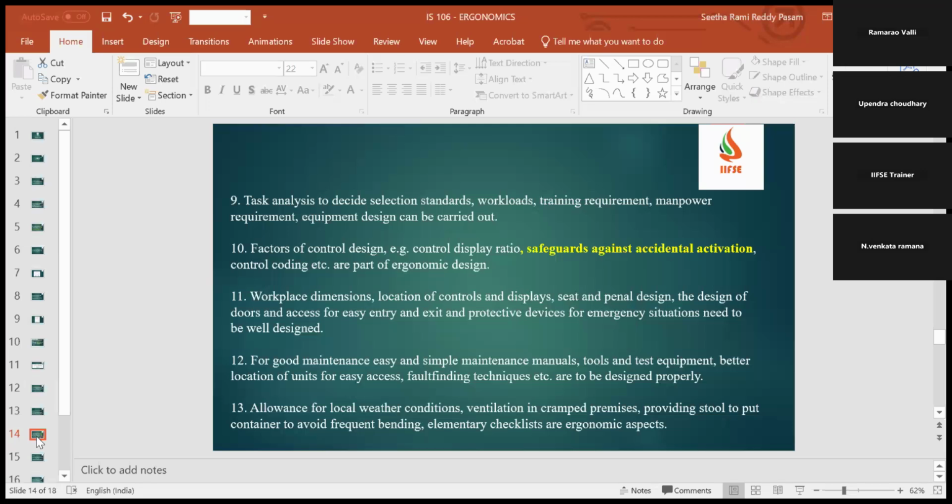Okay. Then design of doors and accesses for easy entry and easy exit. I have seen sometimes, knowingly or unknowingly, exit doors designed in such a way that they open inside. In the sense, you have to open the door, then go out. It should always be from inside to out. You have to push the door, and it has to open outside. You can't take the door inside your building and go out. So these are the things we have to consider.